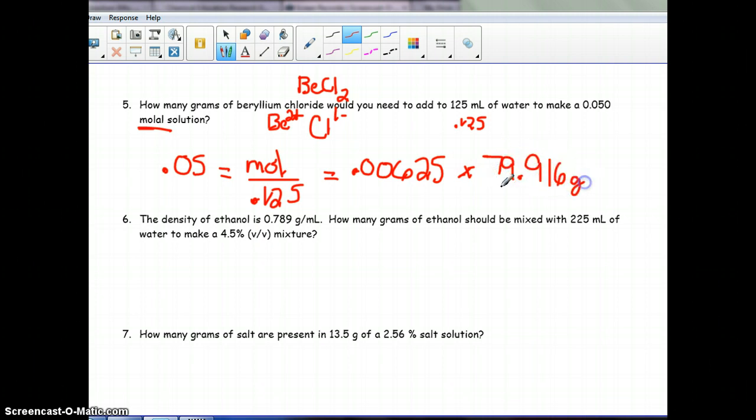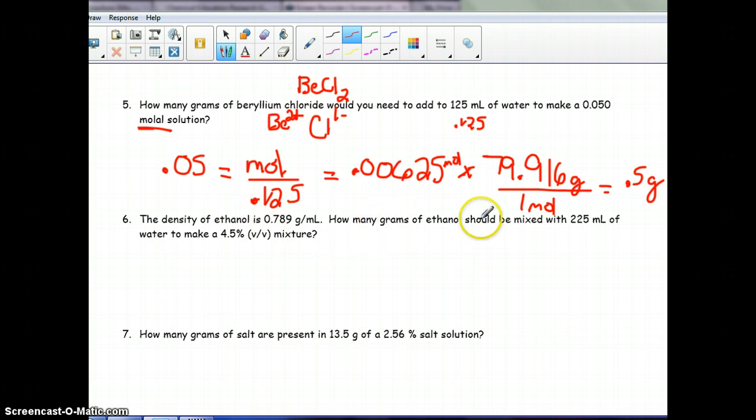I'm setting it up this way because we had moles on top, and moles on the bottom to cancel. Go ahead and plug that in the calculator, and I get an answer of 0.5. So 0.5 grams of beryllium chloride.